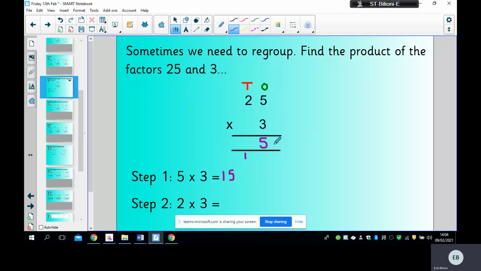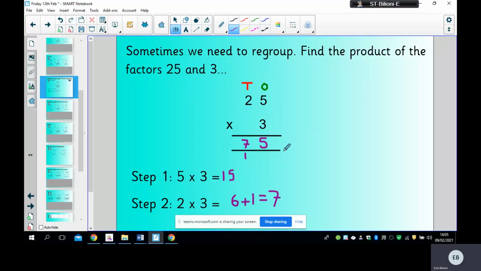Because I've done my ones column, I now need to move on to my tens. So I'm timesing my tens, which is 2 times 3. I'm going to write this down here, which I know is 6 from my times tables. I then need to add this 1 here to my total. So I'm adding 1, and 6 add 1 is 7. So that's what I'm going to place in here. So I now know that 25 times 3 is 75.